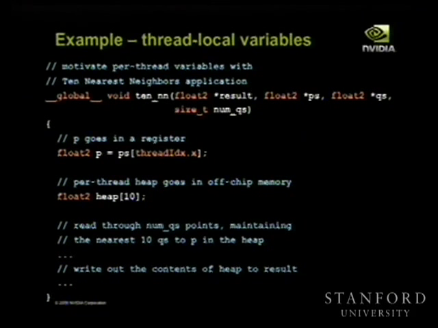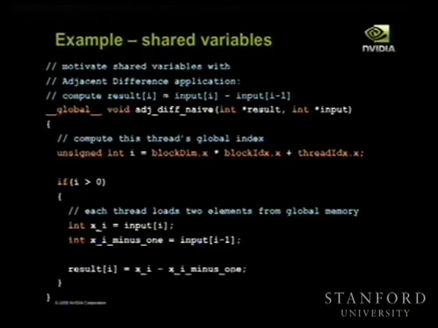And the complete code for this example is on the website. This is just sort of a straw man to show you the difference between register variables and these array variables. So this is a slightly more interesting example of how to use shared variables. And to sort of motivate this example, I'm going to implement this simple algorithm.